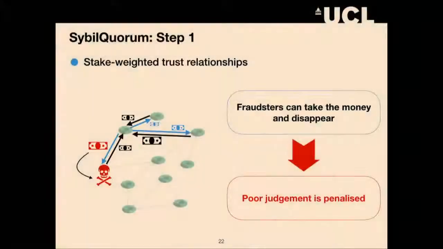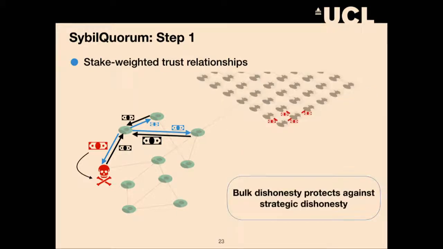And so this is the key idea on how we leverage trust and we punish poor judgment of nodes. Because imagine, obviously, that a node would put some money on a non-trustworthy node, like a fraudster. The first thing that would happen is that a fraudster node would simply take out the money of the link and disappear with the money. And so the idea that we have around this is to say that bulk dishonesty would protect against strategic dishonesty.